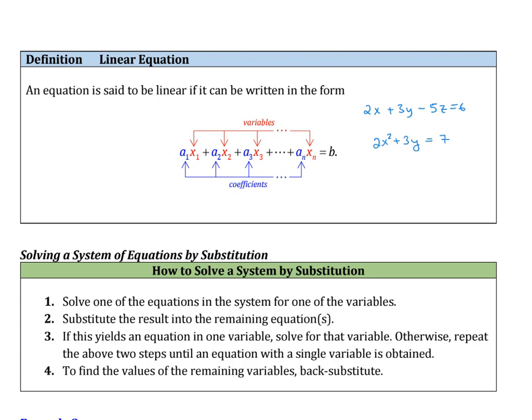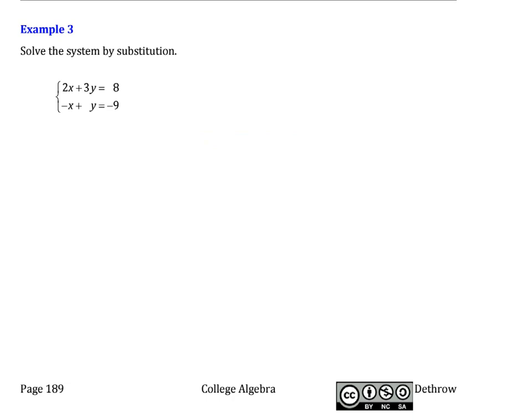We would repeat this process until we get down to one variable, and then once we get to that one variable, we would have a single equation with a single variable, and therefore we could solve it, and then we just go and back substitute. We substitute that result back into the other equations to find the other variables' values. So here we have a system of equations in example 3 where we can solve for one of the variables and substitute it into the other.